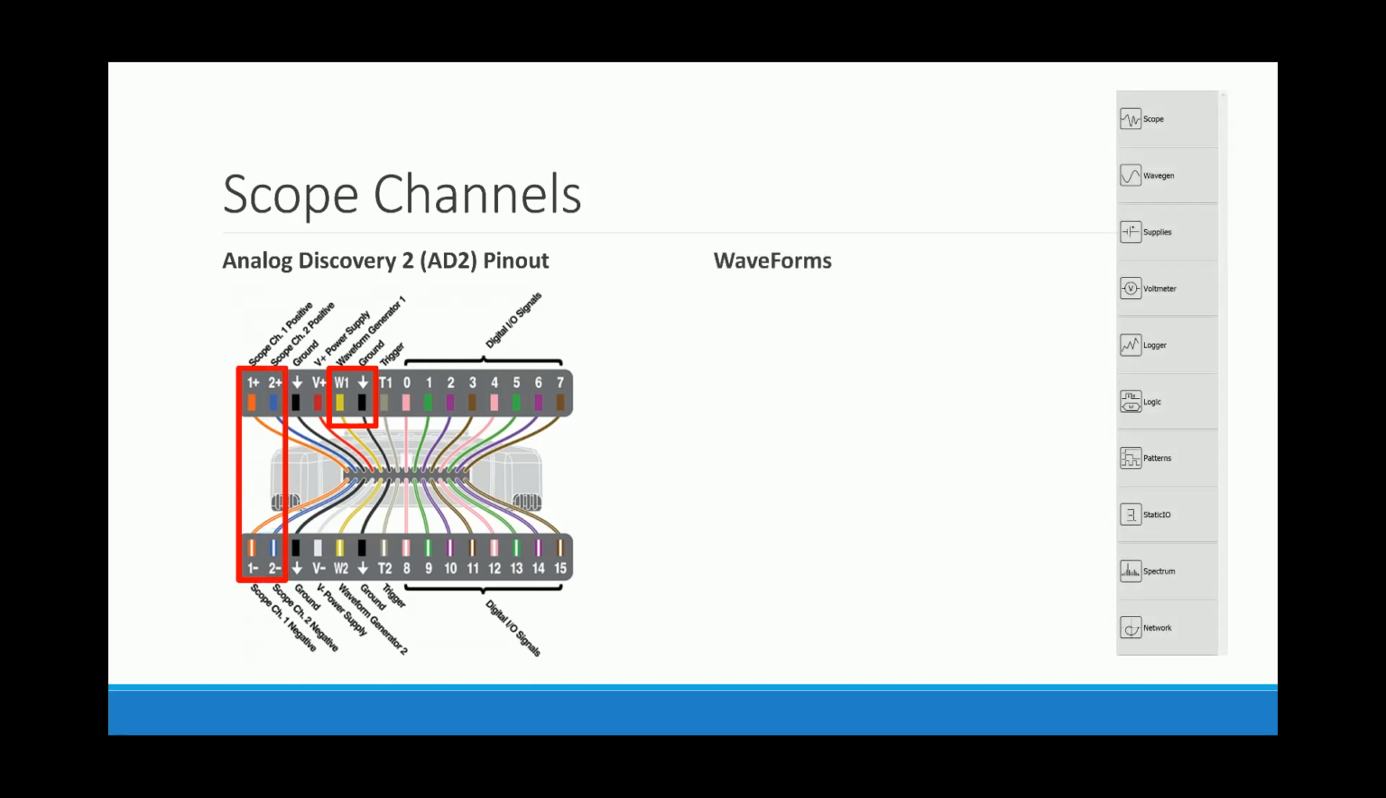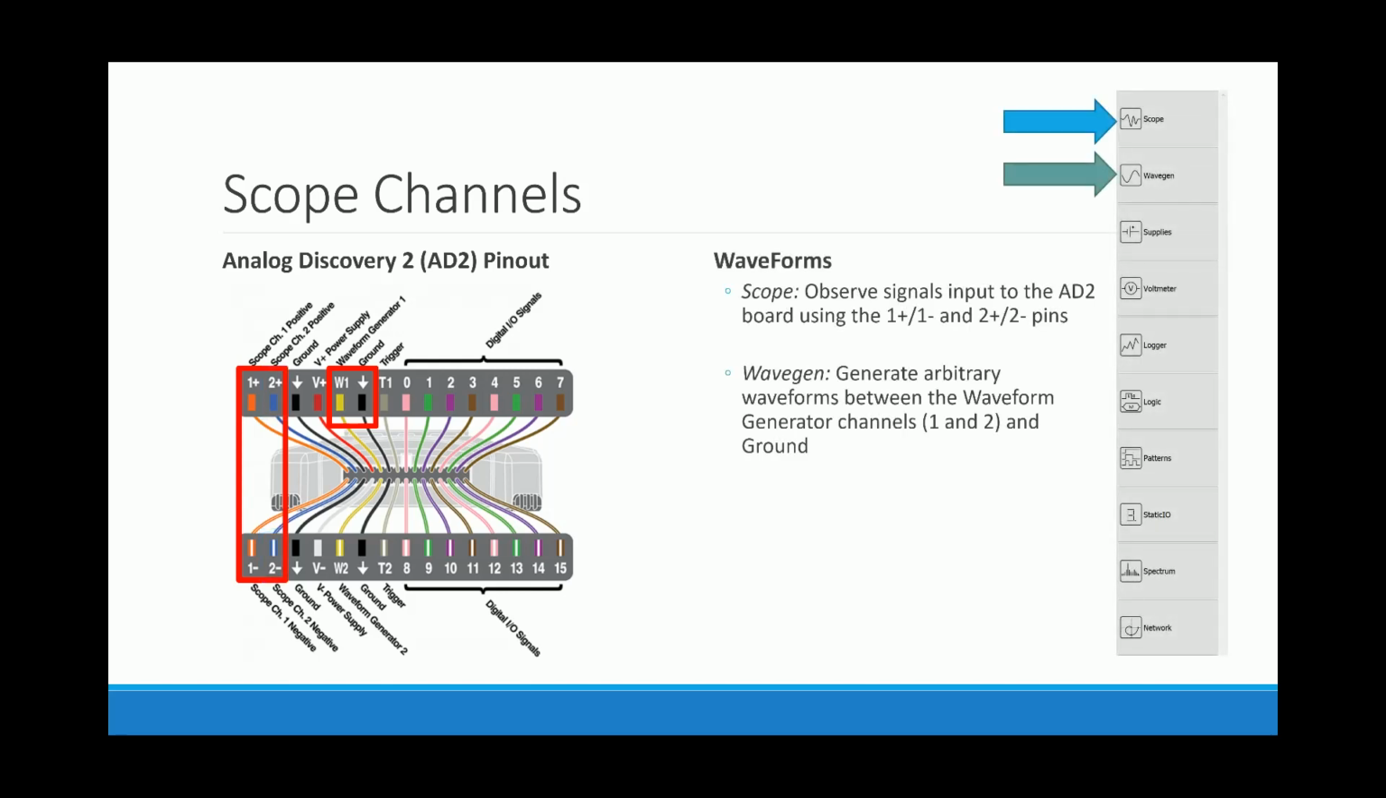In waveforms, we'll now be using two of our tools. The Wavegen Tool will again be used to define our generated signal, and we're also going to introduce the Scope tool, which we will use to observe the acquired signal or signals from our scope channels.